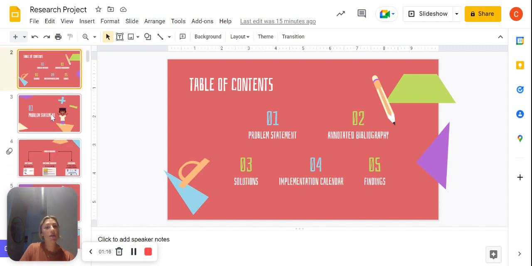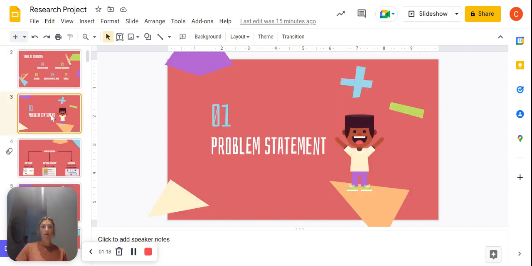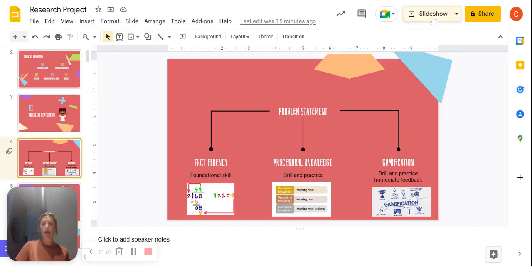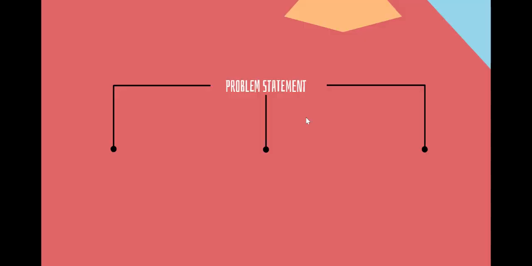All right, so let's go ahead and get started with my problem statement. I'm actually going to make it a little bigger, so you will lose me for a few moments. Mathematical fact fluency is a foundational skill for upper elementary math. However, many students lack basic math fact fluency, resulting in low mathematical proficiency scores.